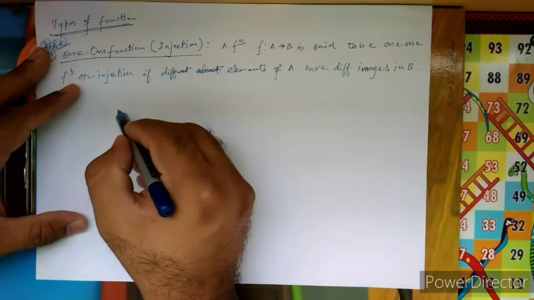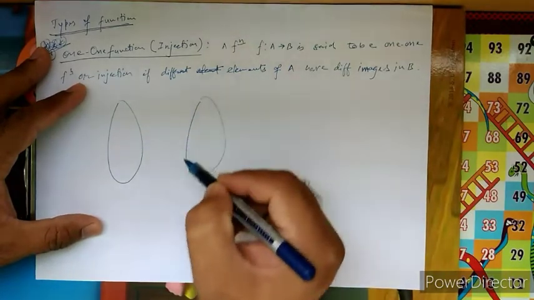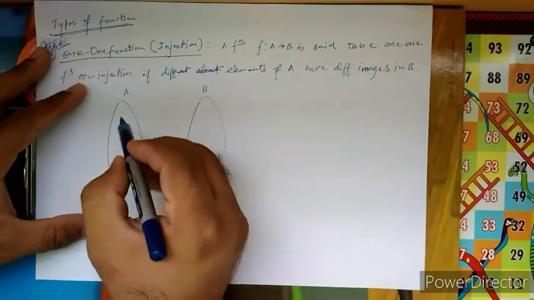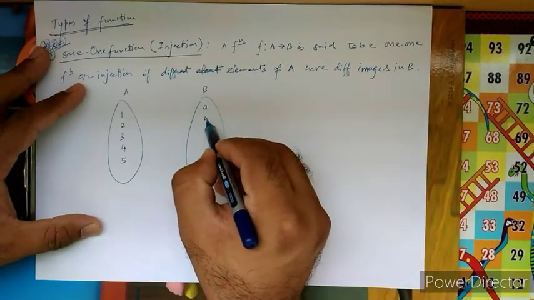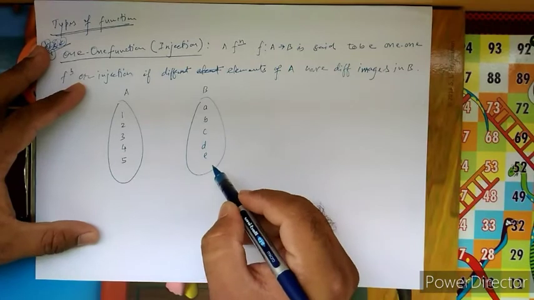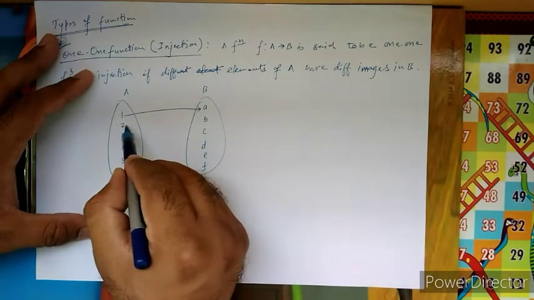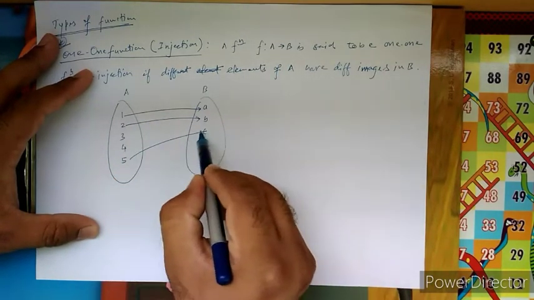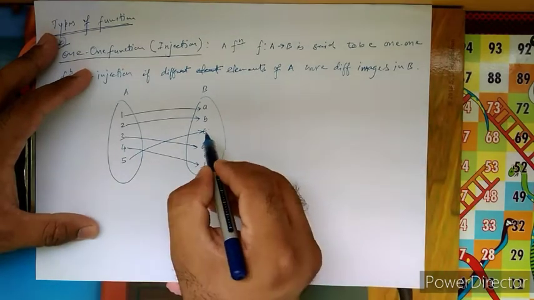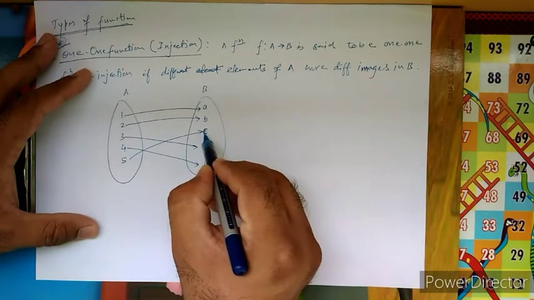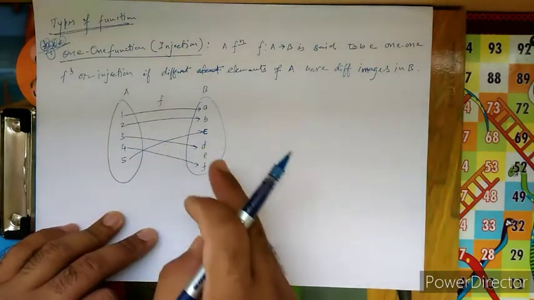If there is a set A and there is a set B, set A, set B. Let us say the elements are 1, 2, 3, 4, 5, and A, B, C, D, E. Then it is said as the image of 1, it is C. Okay, so the function f is defined from A to B. It is defined likewise.